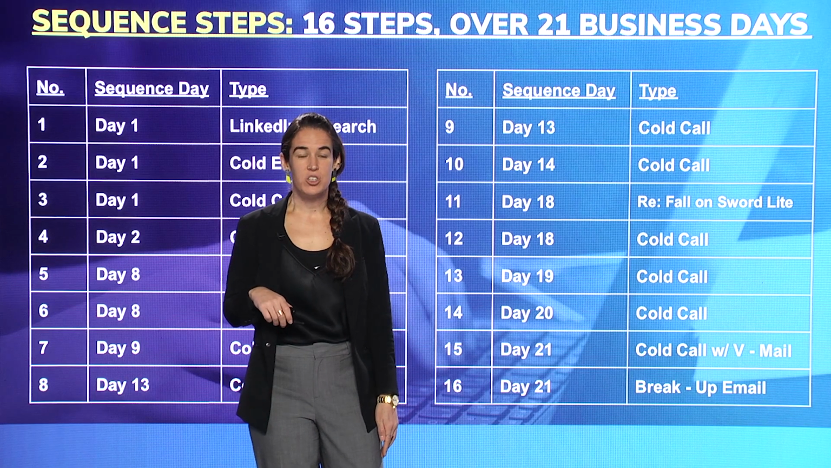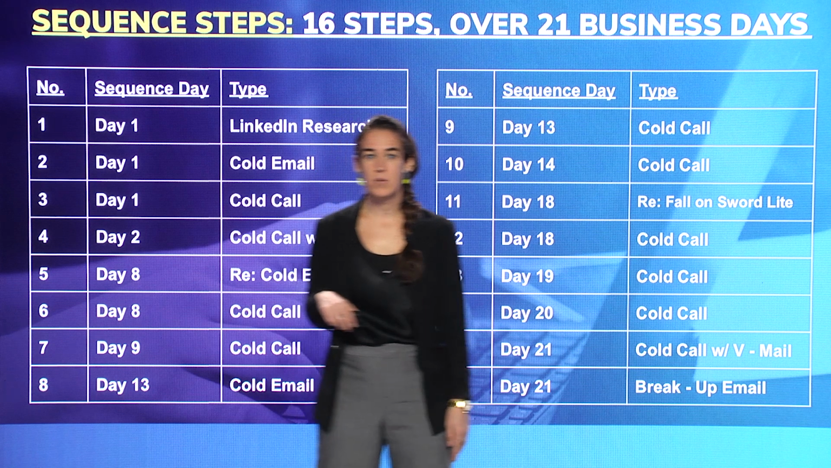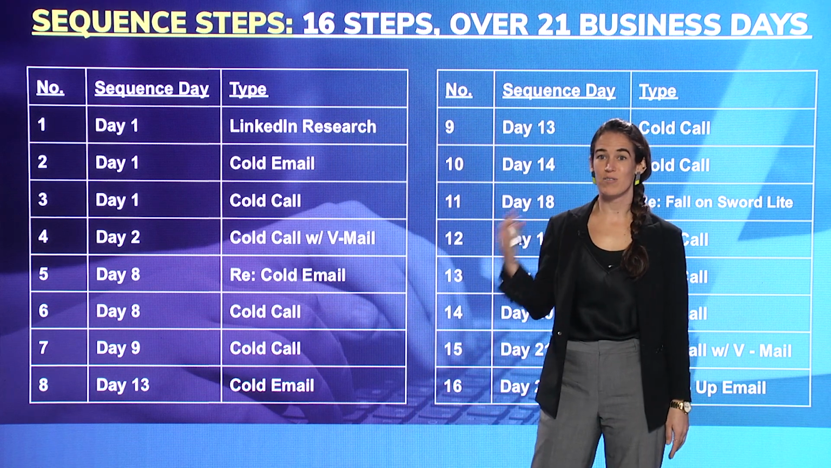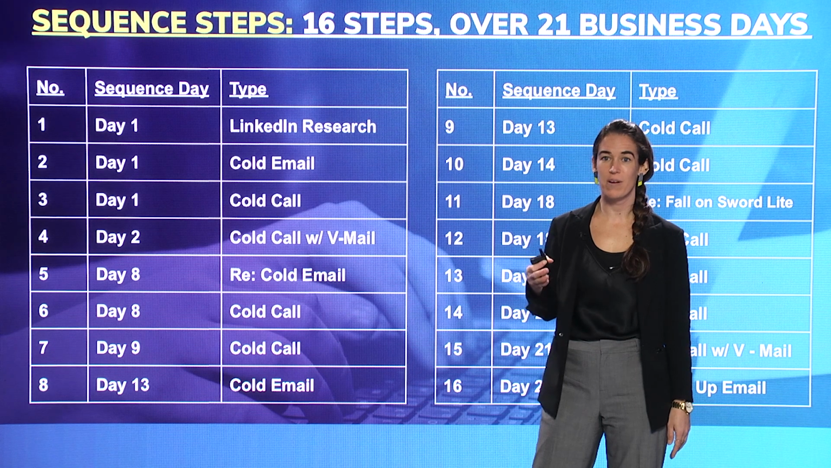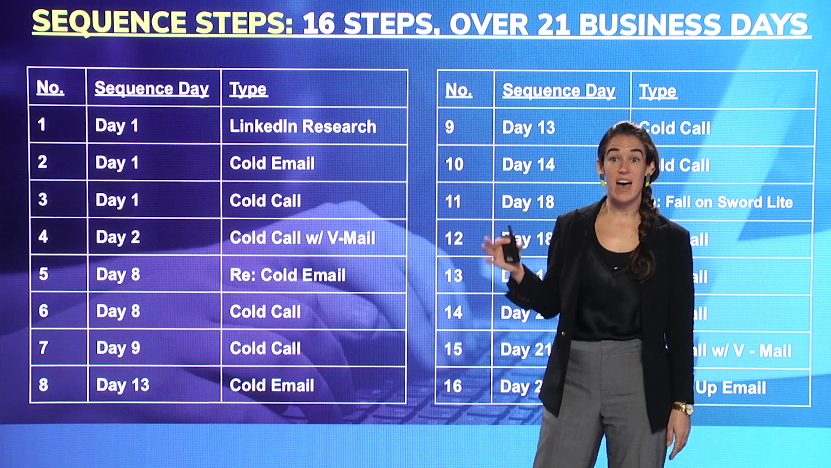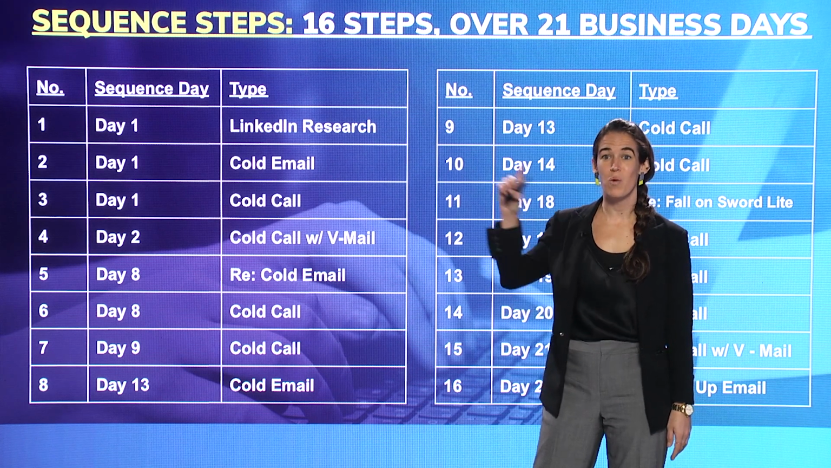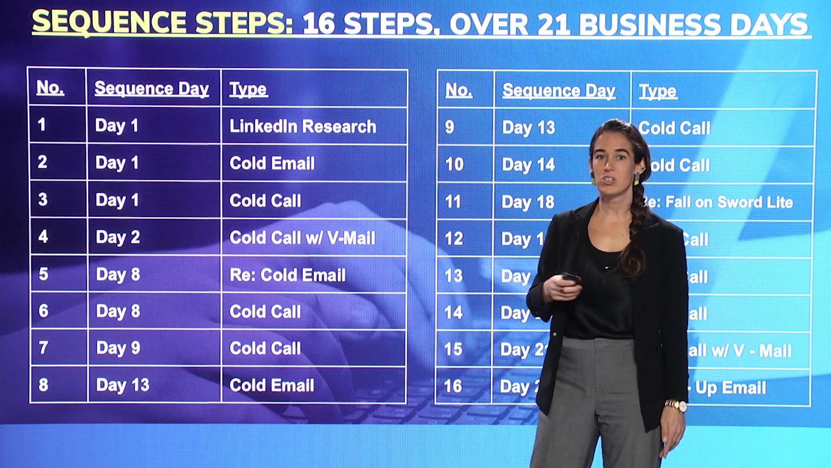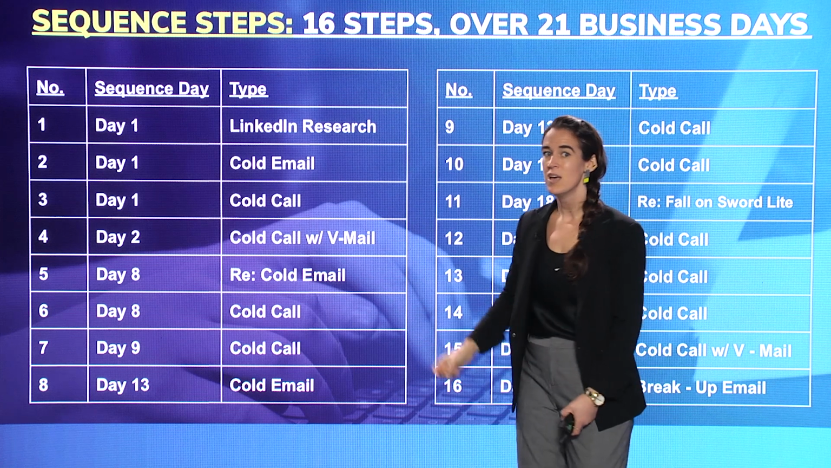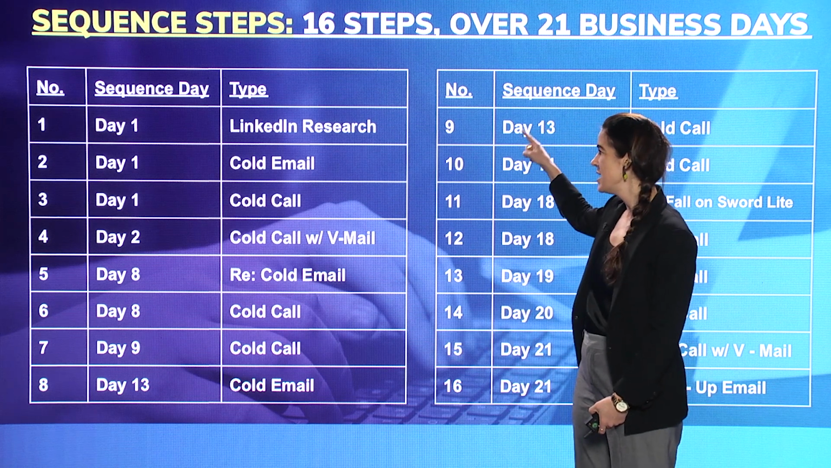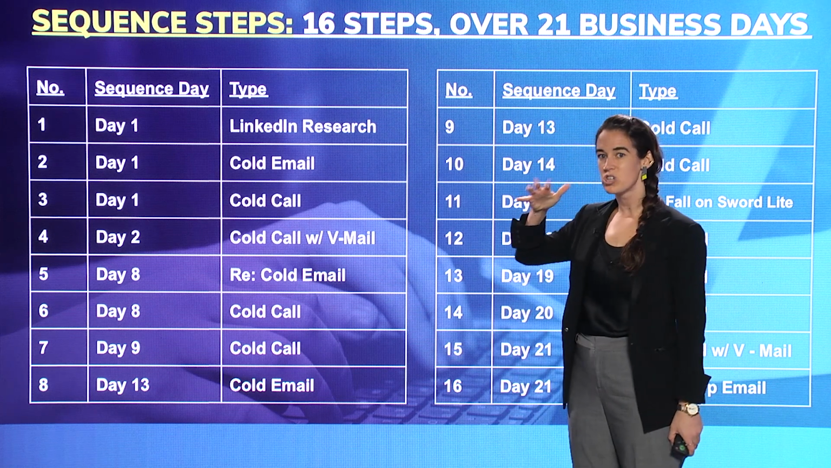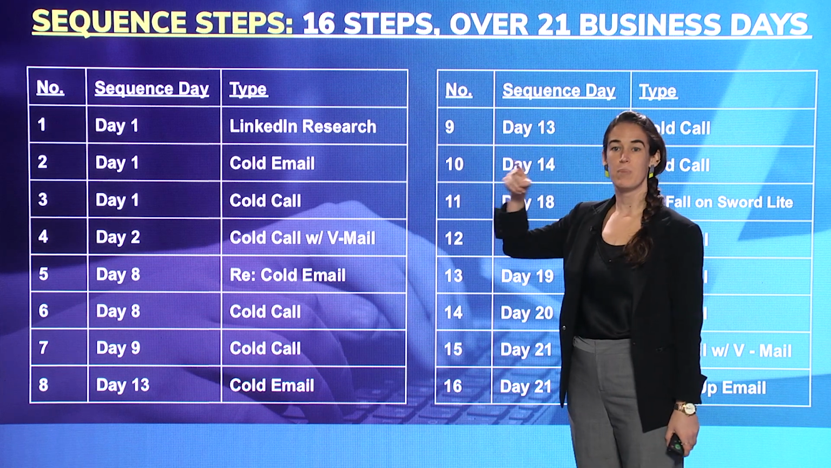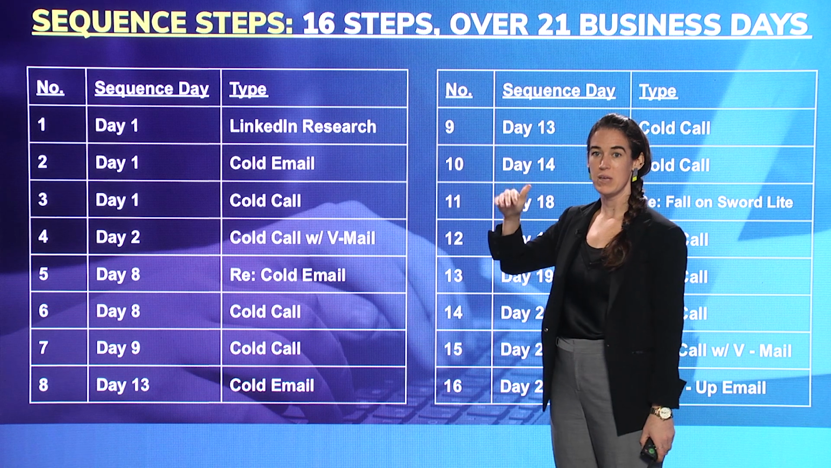So the sequence structure, and then we'll finish out. The sequence structure for every single sequence that I do is 16 steps over 21 business days. I'm going to be very brief here. 5 emails, 10 cold calls, 1 LinkedIn research step where I'm teasing out all of this personalization. And essentially for every single sequence that I'm doing, what really changes is, in some of them, the structure changes, but in a lot of cases, only the language at the beginning of the email.